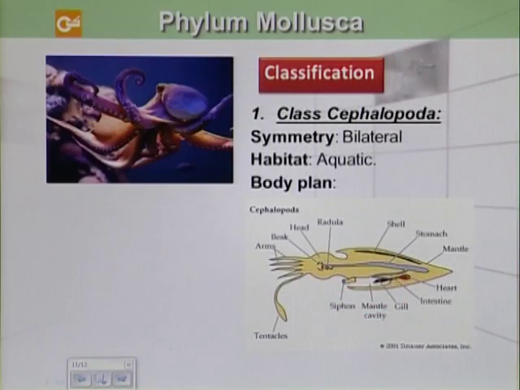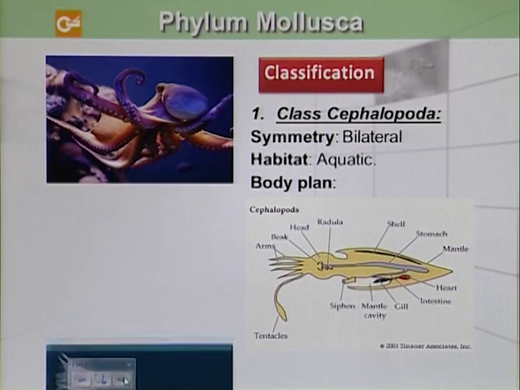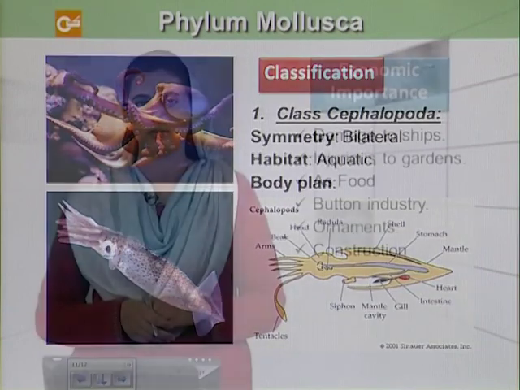The next class is that of Cephalopoda, and they are bilaterally symmetrical and aquatic in habitat. We can see here the body plan, and their shell is in reduced form, and they are highly developed and active species. Examples are octopus and squids.